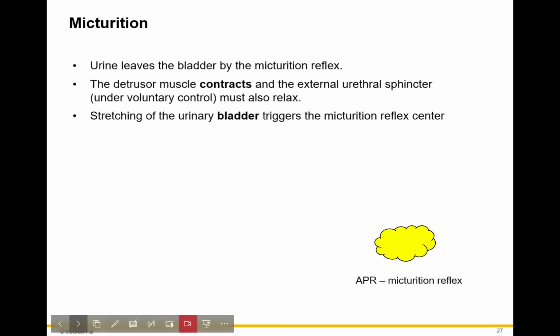So micturition is when the urine leaves the bladder, and this is by a reflex.